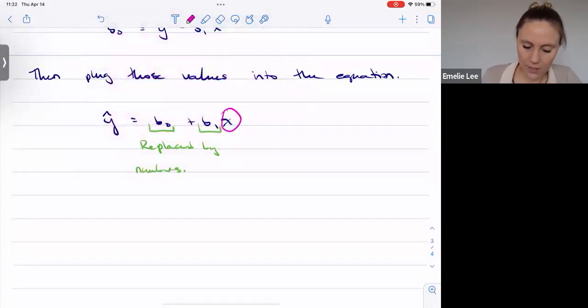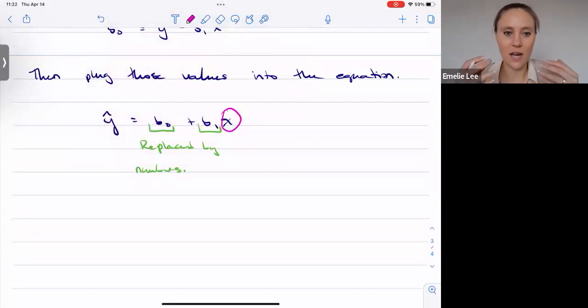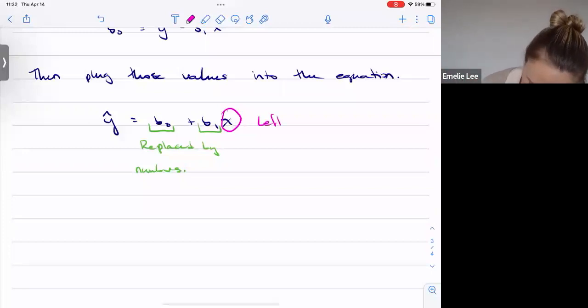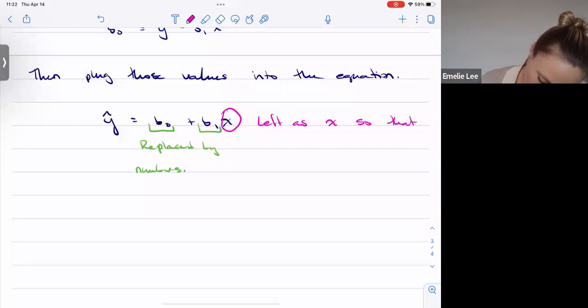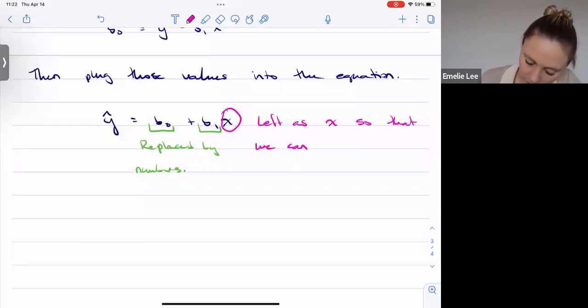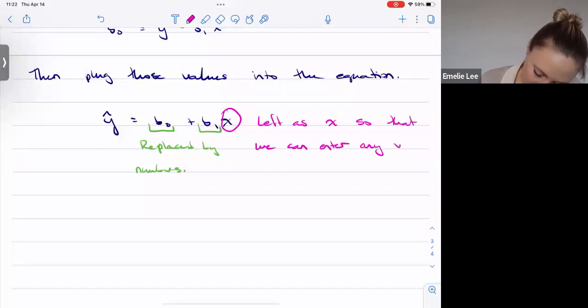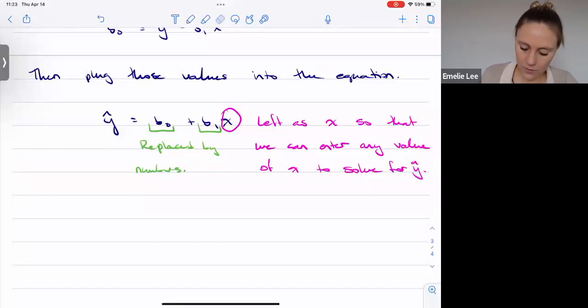One thing that trips people up is X is just held as an X. We can plug in any value of X and we can solve for the predicted value of Y. That's the beauty of it: we have this equation that lets us predict a future value of Y. This is left as X, so that we can enter any value of X to solve for Y hat. So the goal is to be able to predict values of Y.